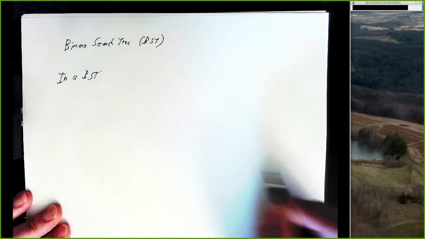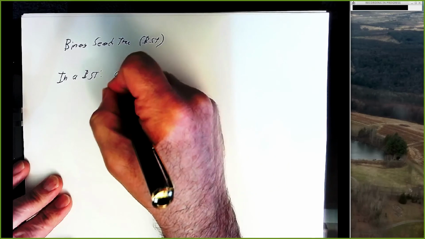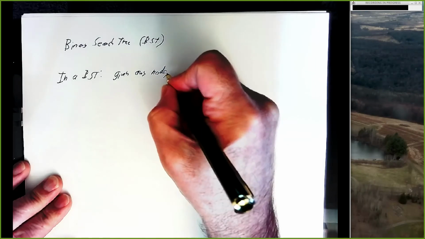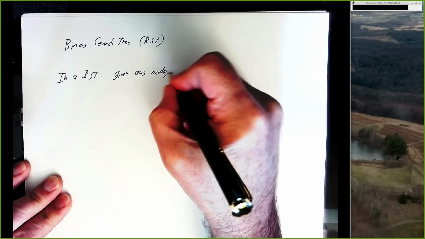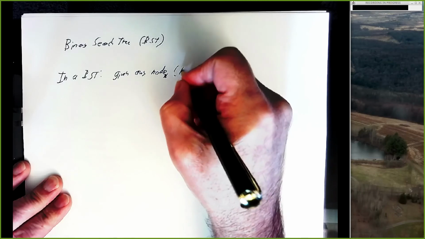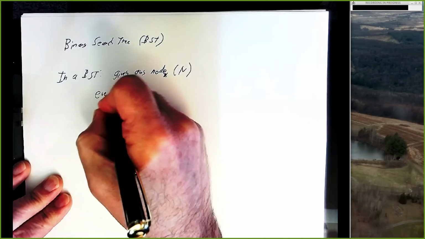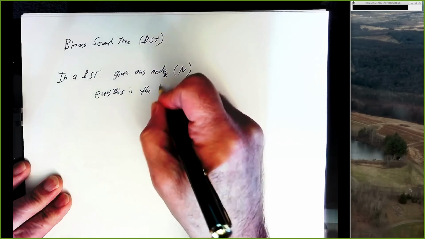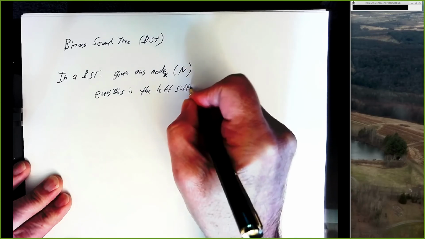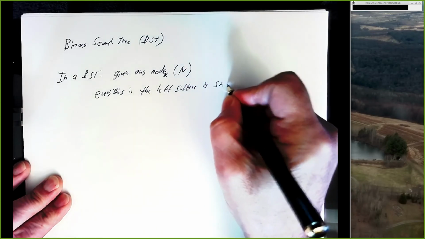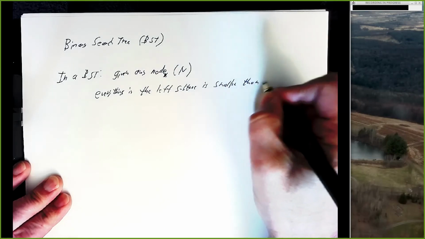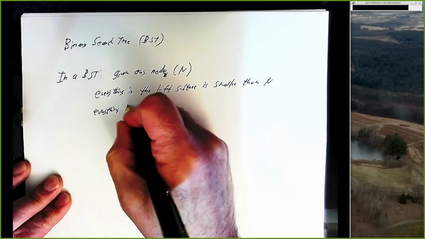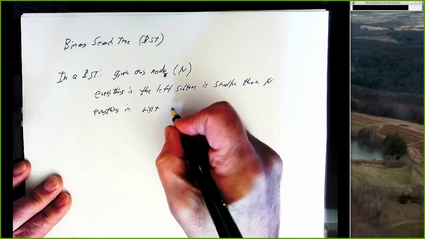So we have the following property in a binary search tree. Given any node, let me call it n, everything in the left subtree is smaller than n, and everything in the right subtree is bigger than n.